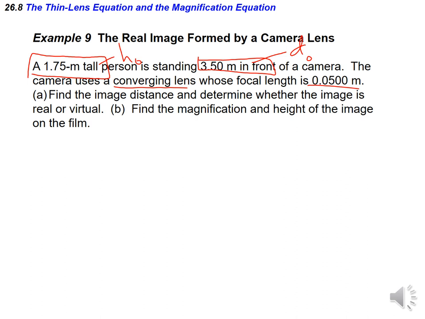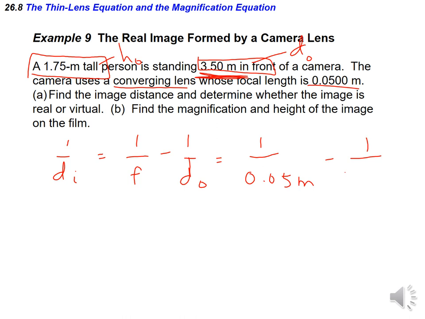So find the image distance and determine whether the image is real or virtual, and find the magnification and height of the image on the film. So we are asked to get the distance of the image. So we have 1 over di. Again, the formula here is 1 over f minus 1 over the distance of the object. So this is equal to 1 over the focal length, 0.05 meters, minus 1 over the distance of the object, which is 3.50 meters. Okay, so let's solve for di.